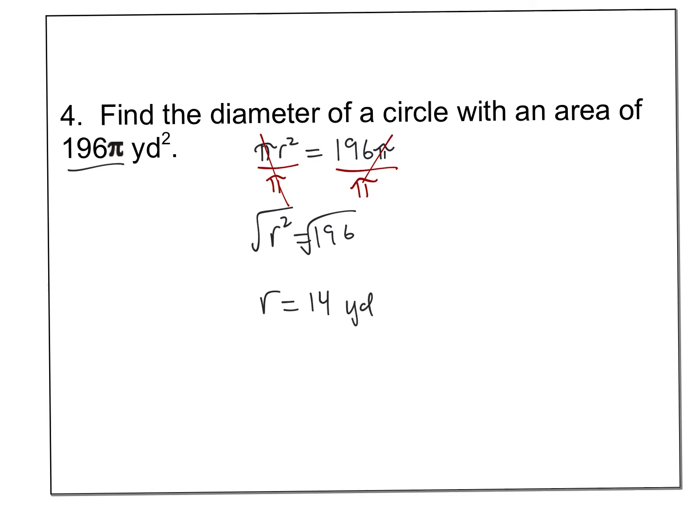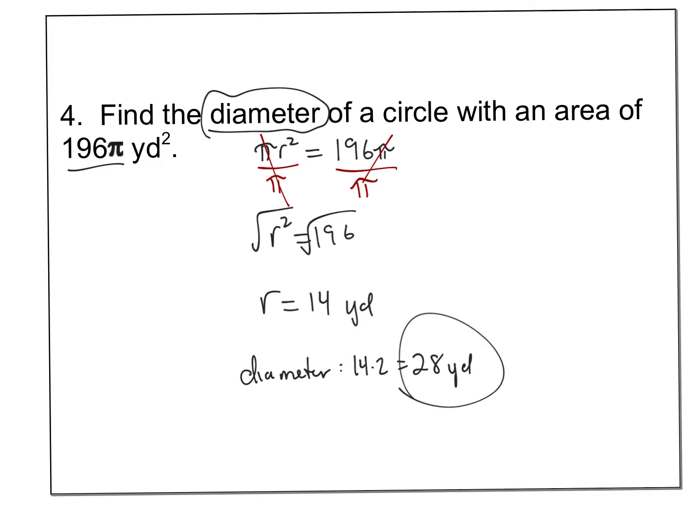But now they want the diameter. So my diameter is just 14 times 2. So the actual diameter of this thing will be 28 yards. Now, most of you have probably at least seen this before. You might not have remembered all the little subtle differences, but you've seen it before. You kind of understand how it works, or at least are aware that pi is involved somewhere.